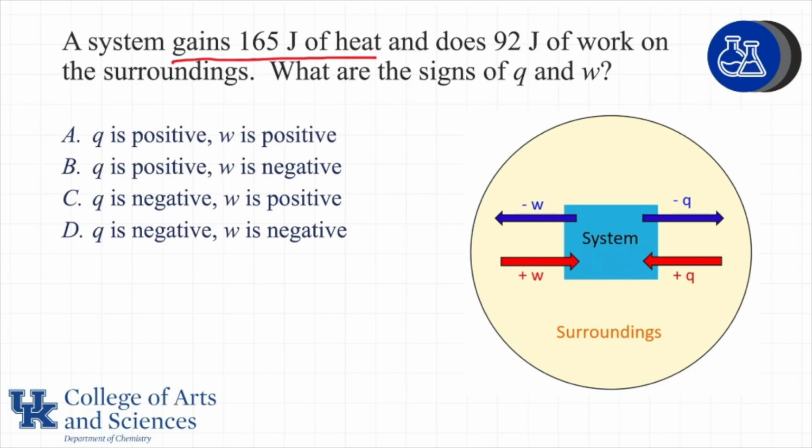We see that we're gaining 165 joules of heat in our system. Therefore, we have a positive value of Q. And then we're doing 92 joules of work on the surroundings, so we have a negative value for work. Therefore, B is our correct answer. Q is positive and W is negative.